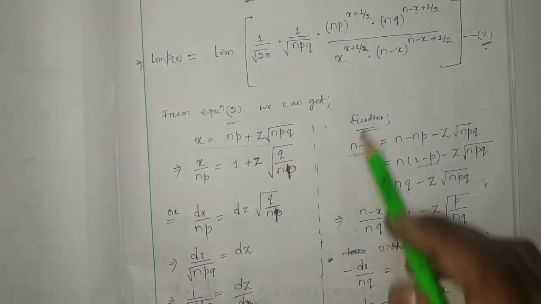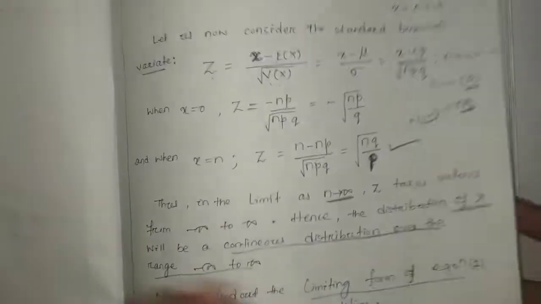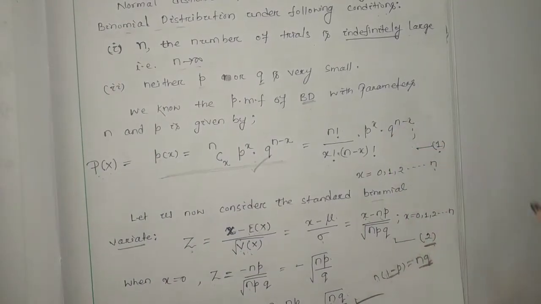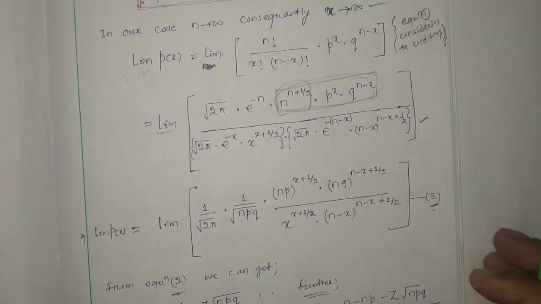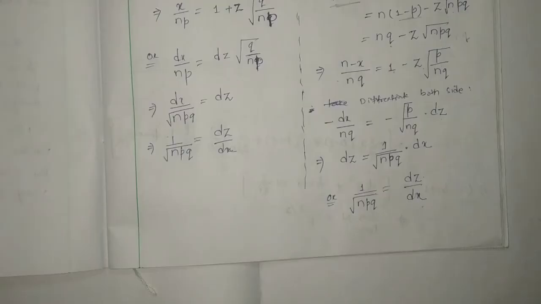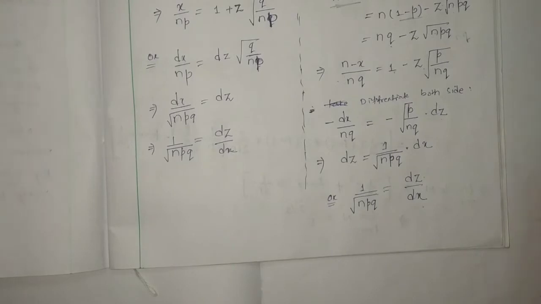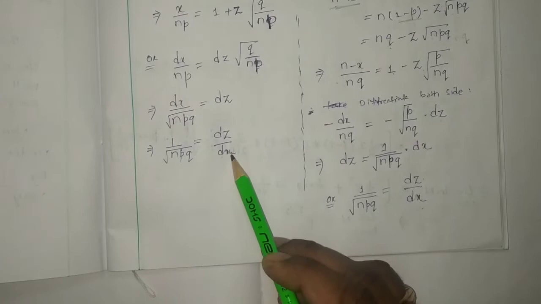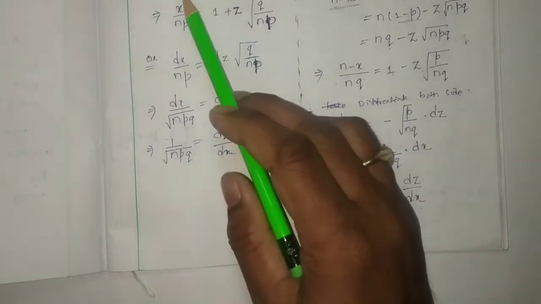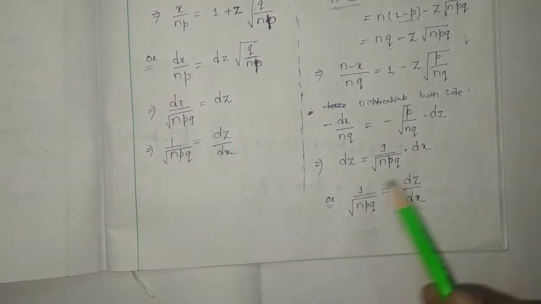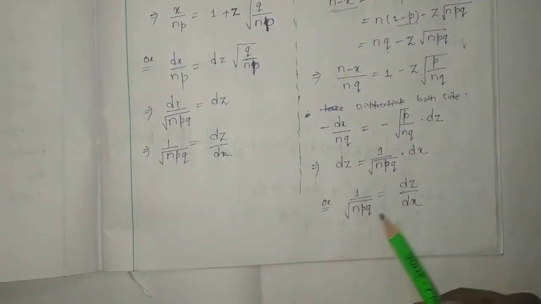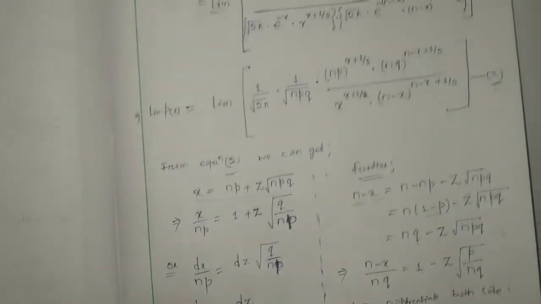So why do we consider x and n minus x? Because these are the two powers in our equation number 1, x and n minus x. From x and n minus x, is it giving the same physical significance or not? Only for that we checked dz by dx: by considering x we got 1 by root npq, and by considering n minus x we also got the same value, 1 by root npq equal to dz by dx, which will be required in equation number 3.